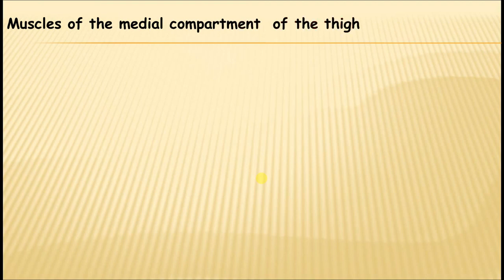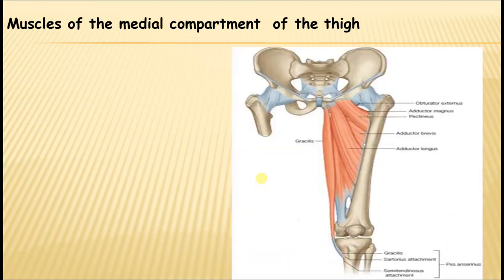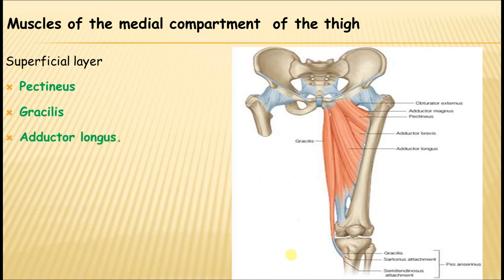Muscles of the medial compartment of the thigh: now we are going to concentrate on these muscles. Mainly they are arranged in three strata or layers. The superficial layer mainly consists of the pectineus, the gracilis, and the adductor longus. The pectineus muscle we have seen here, then we have the adductor longus and the gracilis, which is the medial-most muscle, as I told you.